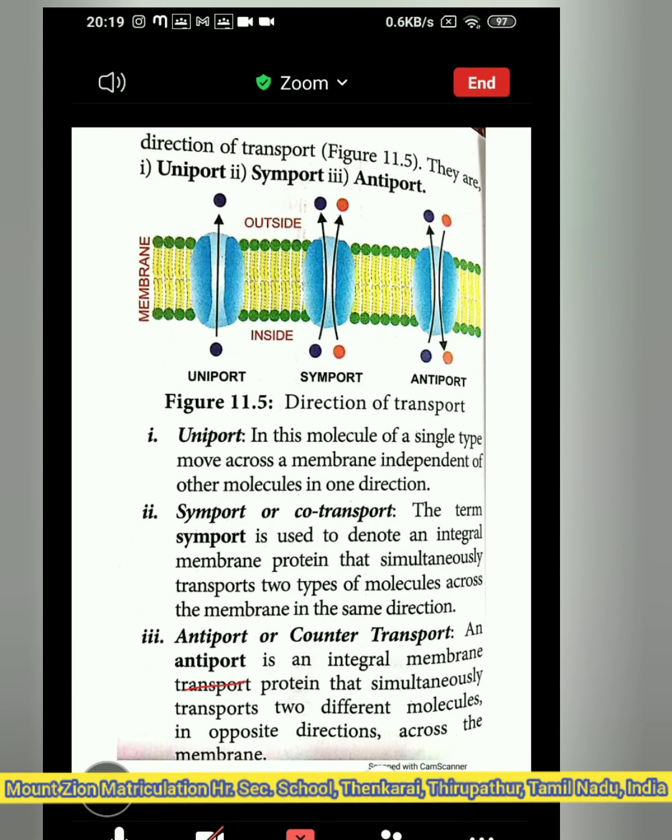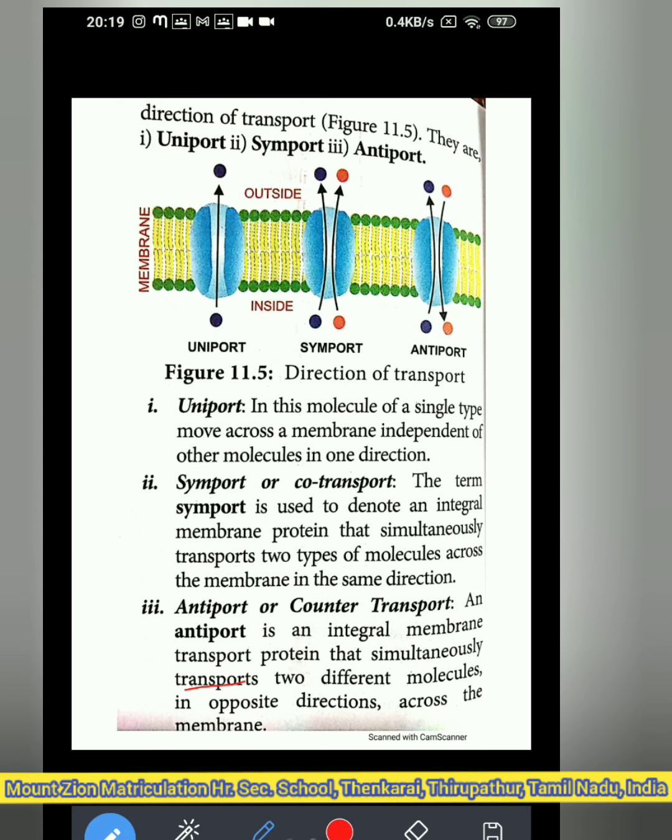Okay. So the three types they have divided it into for entering the molecule are uniport, symport, and antiport. You can see in the first diagram, uniport. In this, a single type of molecule moves across a membrane independent of another molecule. So it is independent, not depending upon any other molecule. It is traveling in one direction. Okay, so that is the first one, uniport.